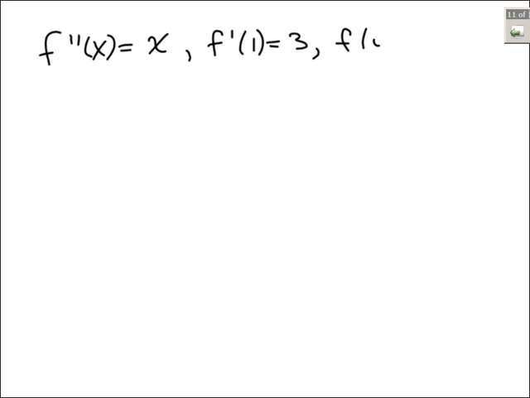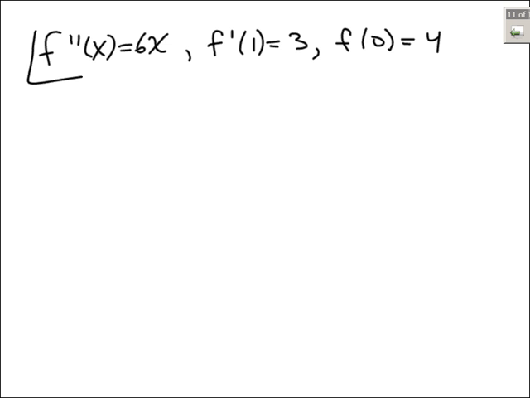Okay, let's try one more like this. Suppose I tell you that f double prime of x is equal to 6x, and I tell you f prime of 1 is equal to 3, and I tell you f of 0 is equal to 4. Okay.